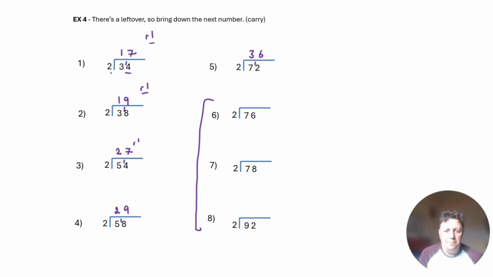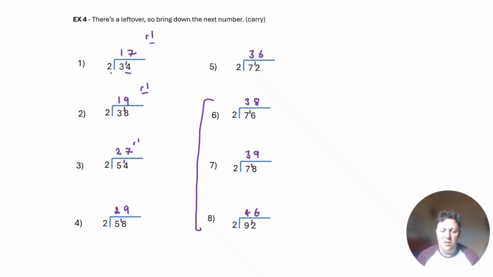Okay, question 6, 2 into 7, that's going to go 3 times, remainder 1. 2 into 16 goes 8 times. 2 into 7, that's going to go 3 times, because 2 times 3 is 6. There's 1 left over, so now it's 2 into 18. It's going to go 9 times. And finally 2 into 9, that's going to go 4 times, because 2 times 4 is 8. But what's left over to get to 9 is only 1. Bring that 1 down, and now it's 2 into 12. That goes 6 times.